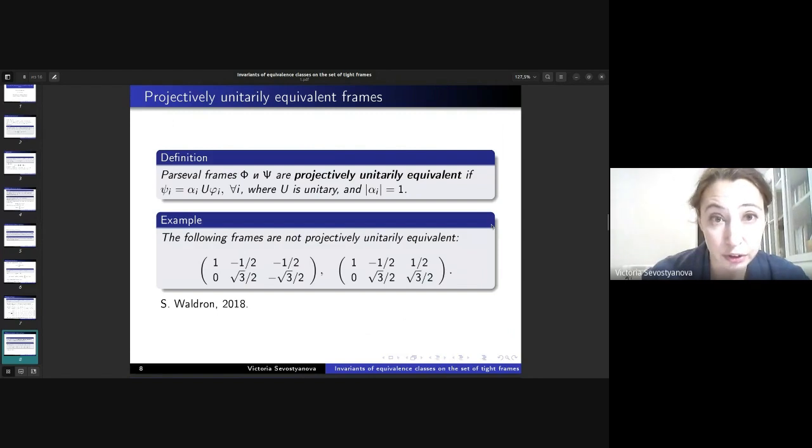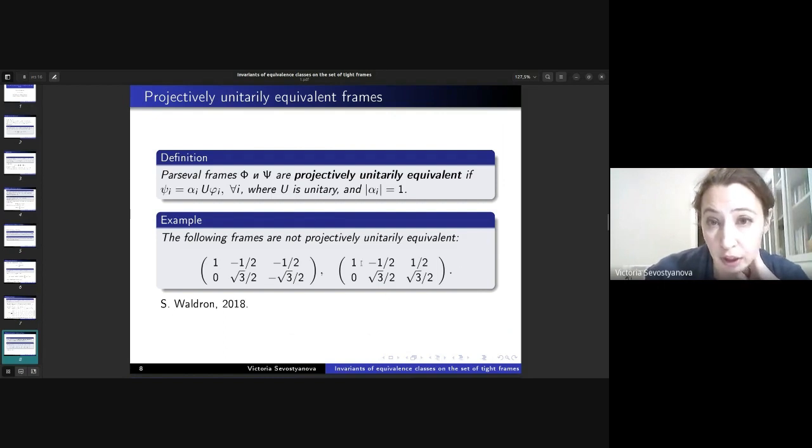Here it is. You can see the definition of projectively unitary equivalent frames. These two examples show that there are frames that are not projectively unitary equivalent, so unitary equivalence is not sufficient. So we need more special dividing frames.